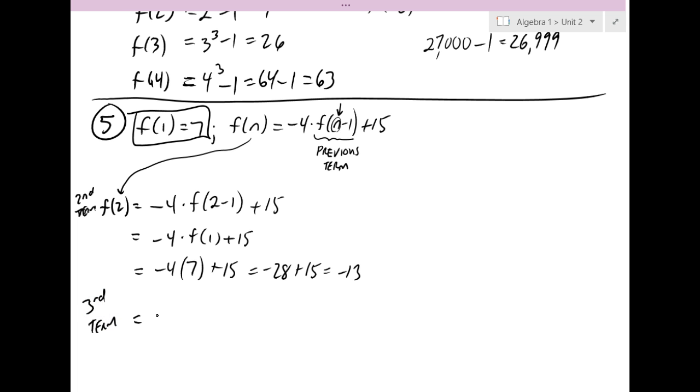doing it the long way again, would be negative 4 times, back up here at the formula, it says, if I put, here, let me actually write it. So the third term would be f of 3. If I'm putting 3 in place of n, it would be negative 4 f of 3 minus 1.